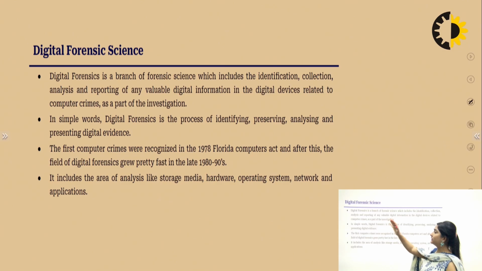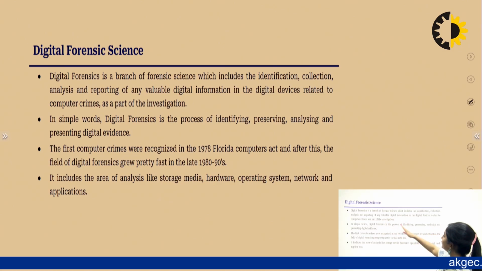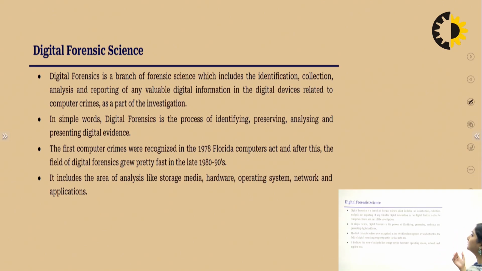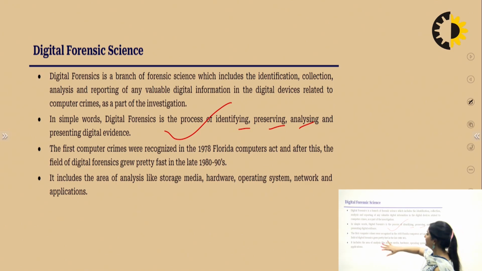Digital forensic science. Digital forensic is a branch of forensic science which includes the identification, collection, analysis and reporting. So digital forensic is a branch of forensic science, but it includes identification, where you identify who has done the crime, collection, analysis and reporting of any valuable digital information in the digital devices related to computer crimes as part of the investigation. So digital forensic is a process of identifying, preserving, analyzing and presenting digital evidence.